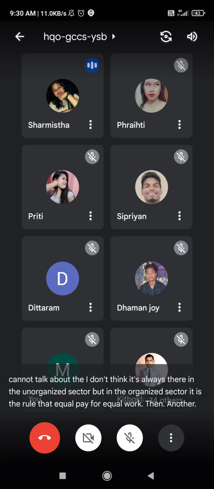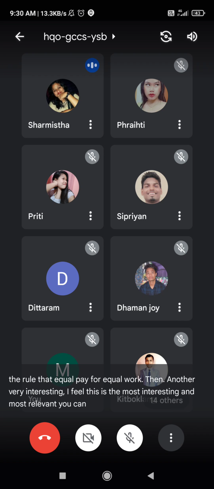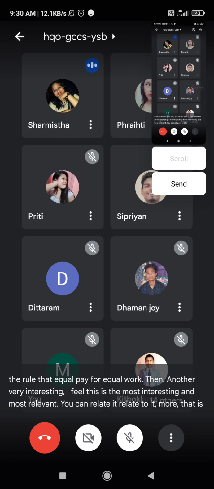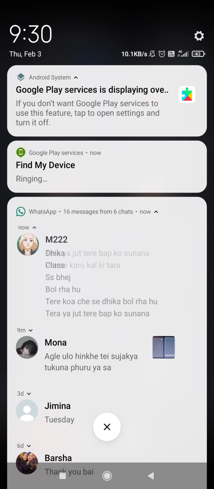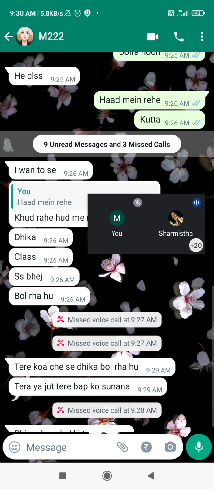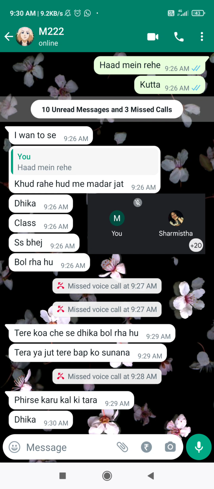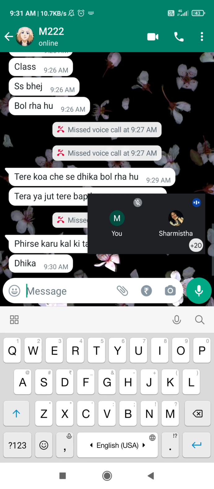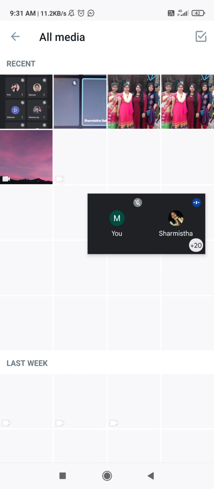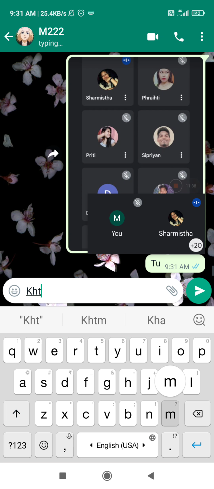Another very interesting one, I feel this is the most interesting and most relevant, which you can relate to more, is that the state should provide education and public assistance in cases of unemployment, old age, sickness, and disability. This is in Article 41: to secure the right to work, to education, to public assistance in cases of unemployment, old age, sickness, and disability.